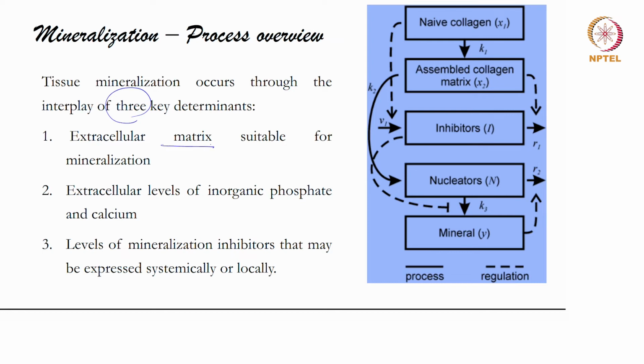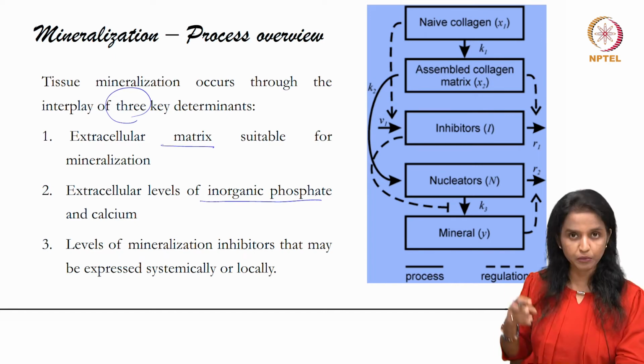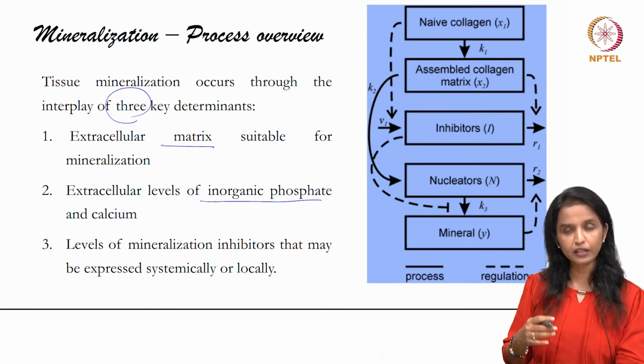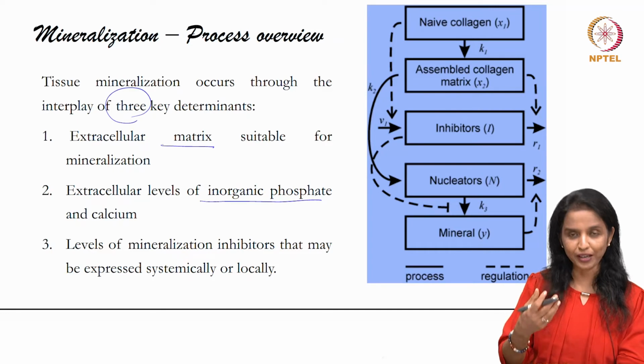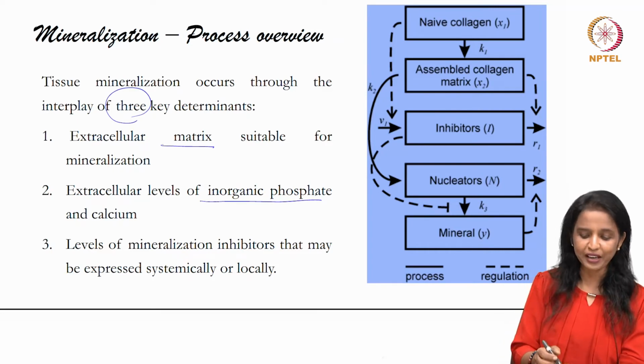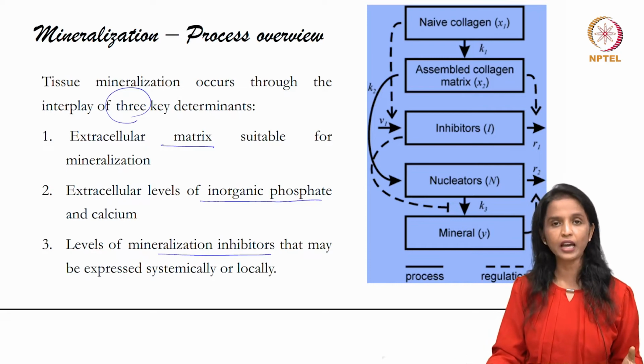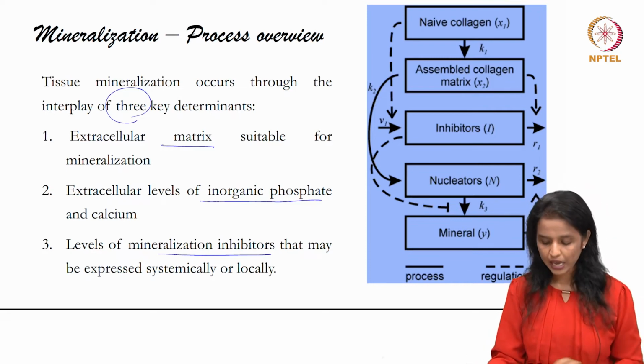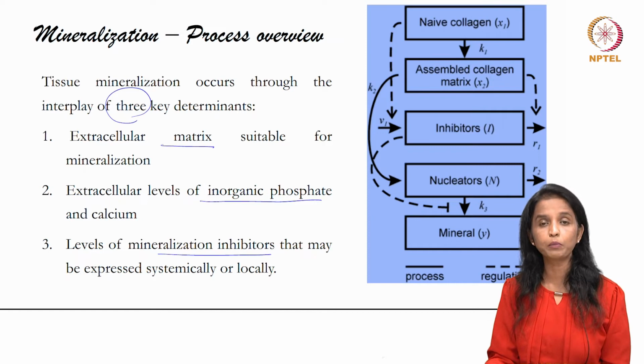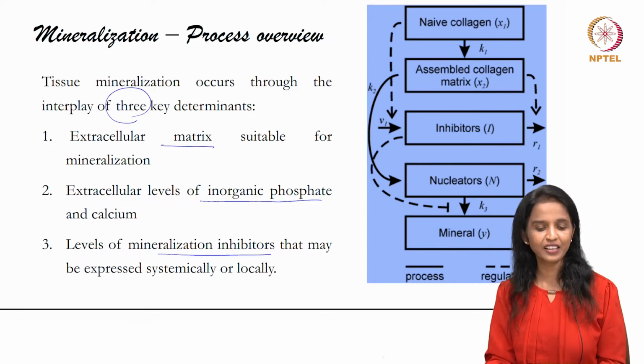So, that is the ground substance, the foundation, the template over which you have your inorganic phosphates and calcium getting deposited. And then how much of it has to get deposited is controlled by the mineralization inhibitors. Those can be locally acting or they can be systemically acting. So, that is about the process overview. To repeat, we have 3 important determinants: the matrix, the ions and then the inhibitors.